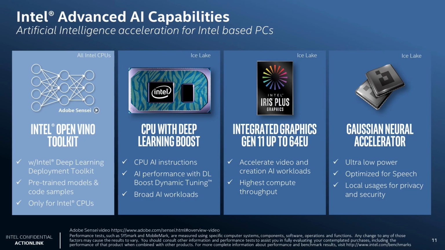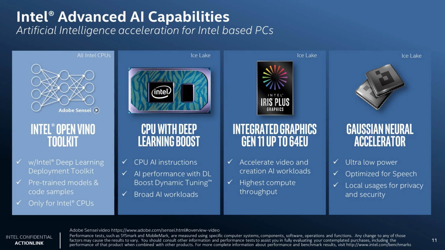Also, there are links into the Iris Plus graphics. So we're using the graphics engine to accelerate, especially video and content creation type workloads. And I'll show you some of those examples. That's the highest throughput engine, so to speak, for those types of workloads.